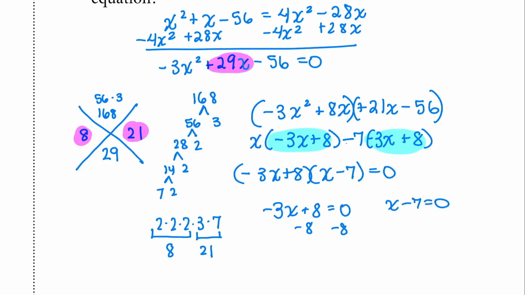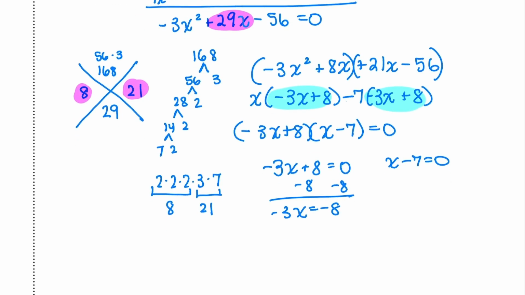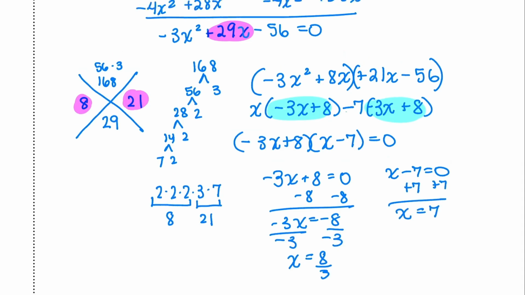So we're going to subtract 8 from both sides here. Then divide by negative 3. So one of our solutions is going to be 8/3. The other solution is going to be 7.